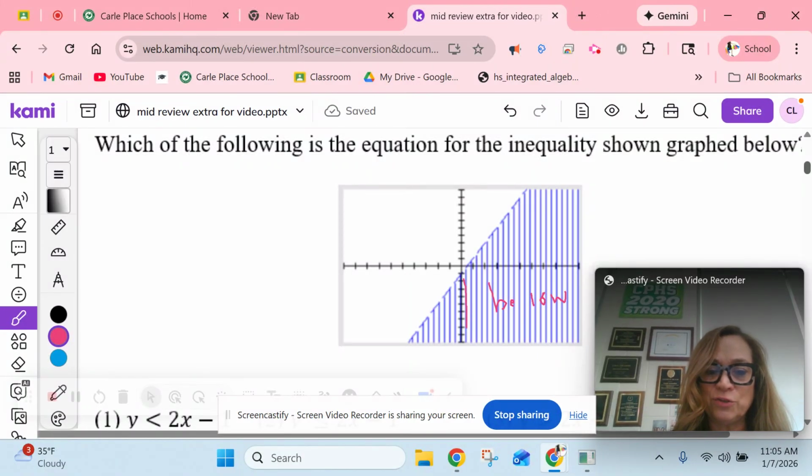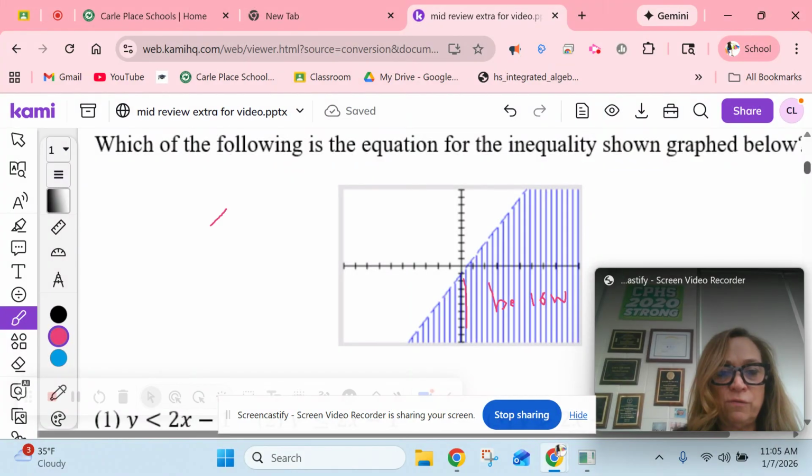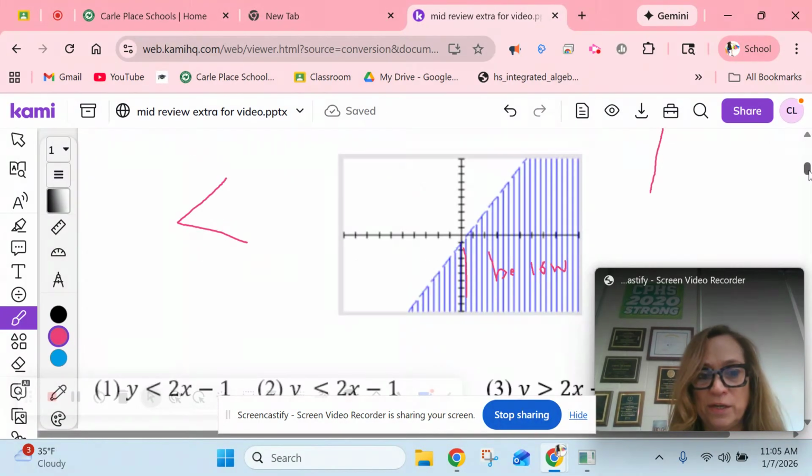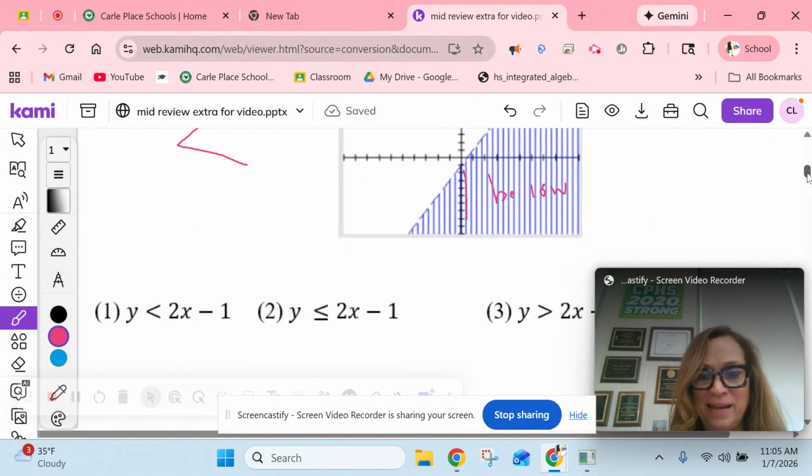And then that line is also dotted. So I'm looking for a less than symbol with no equal bar. And hopefully that's enough. If it's not, then I have to go back and actually find the equation. And yeah, that looks like that's enough.